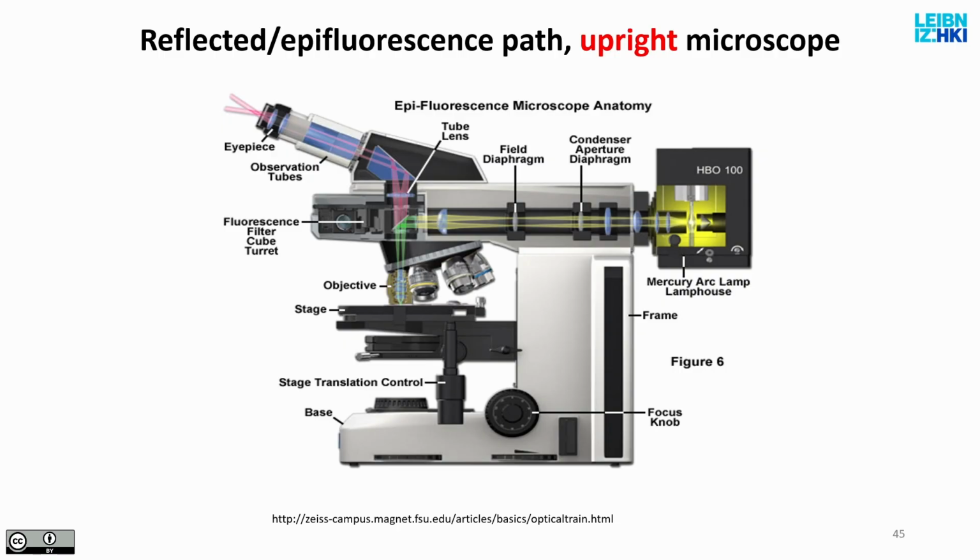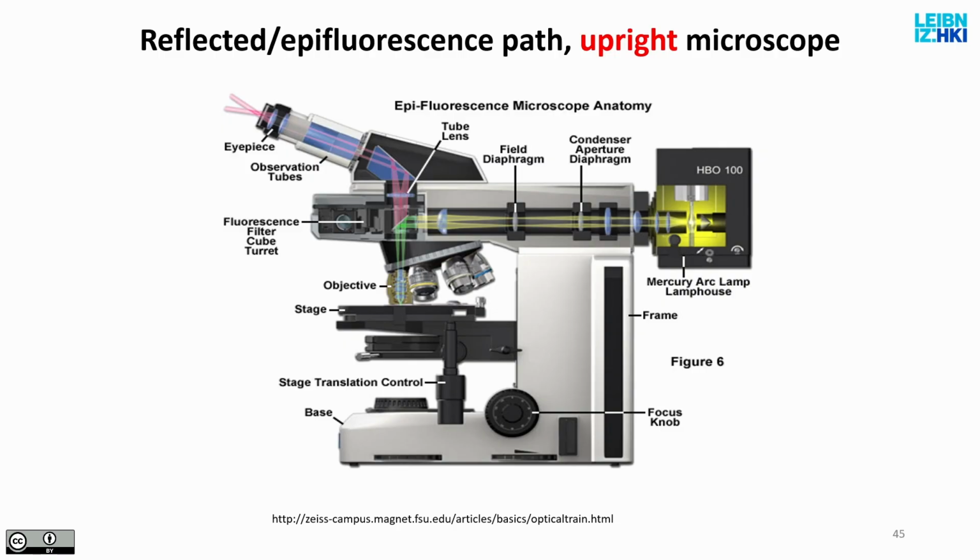The reflected path or epifluorescence path is basically a clever solution for the problem of having to have a high quality condenser lens to take advantage of the numerical aperture. Namely, we can say, why don't we use the same lens for both illuminating the object and collecting the light from the object?